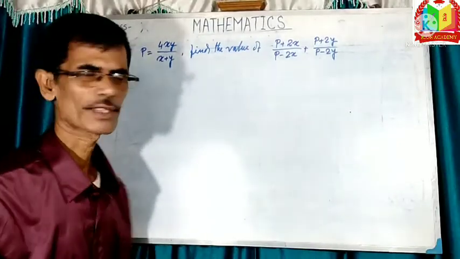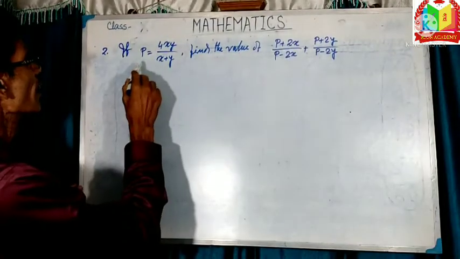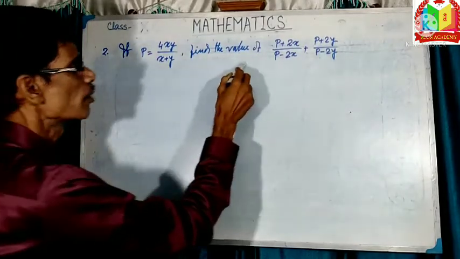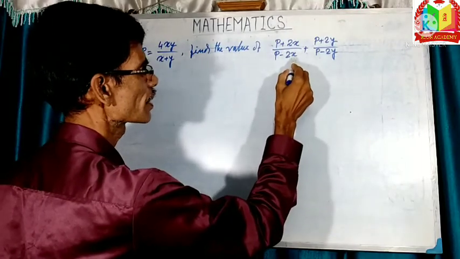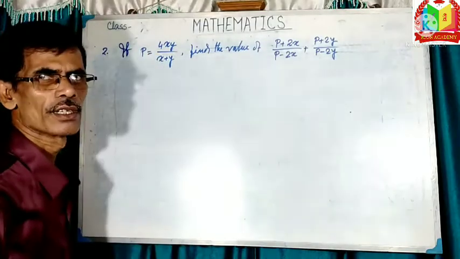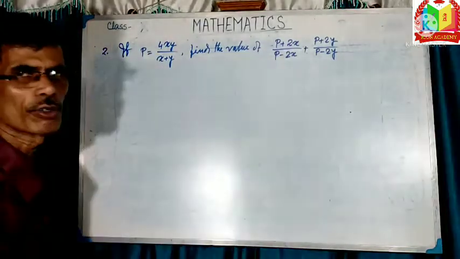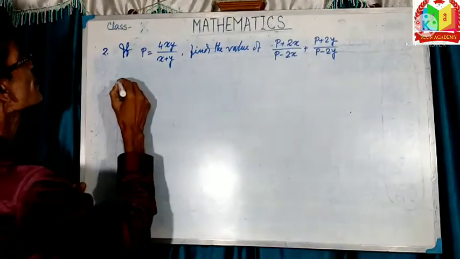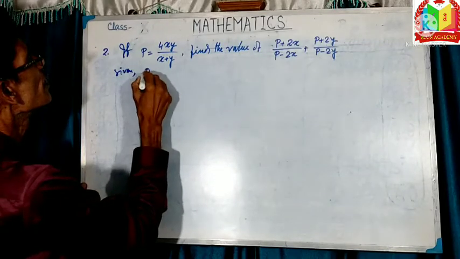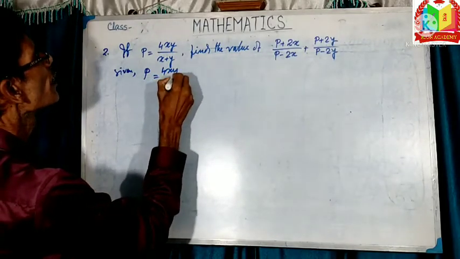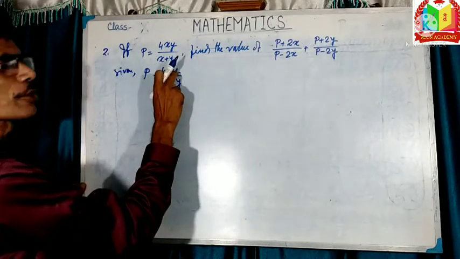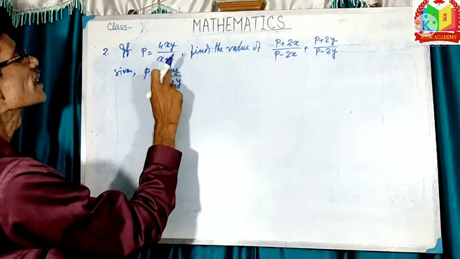Now I solve another sum. Here, if t equal to 4xy by x plus y, find the value of (t plus 2x) by (t minus 2x) plus (t plus 2y) by (t minus 2y). Watch it carefully. How do I solve it? First, given t equal to 4xy by x plus y. Now break this 4xy into 2x and 2y.